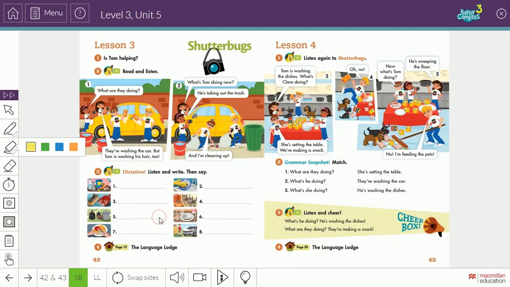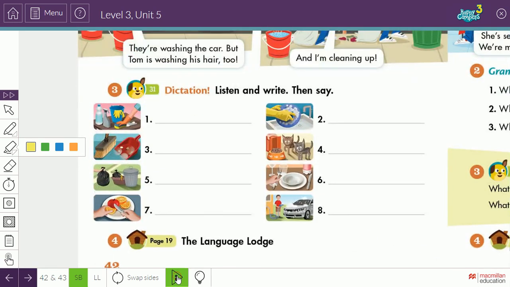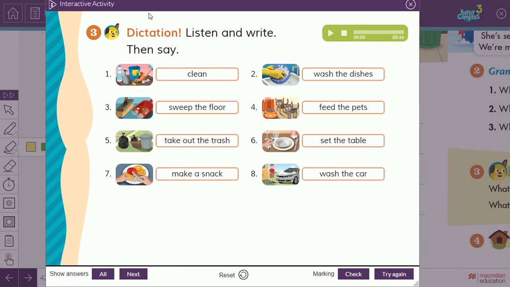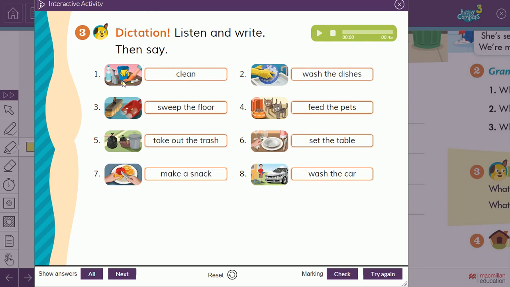Okay, so these are chores activities, activities that are repeated every day. For example, clean your house. Your mom cleans your house every day. She cleans the kitchen, the bedroom, the bathroom, the house every day. Your mom or you wash dishes every day. After every meal, your mom washes dishes. Wash dishes, sweep the floor. Your mom sweeps the floor every day.